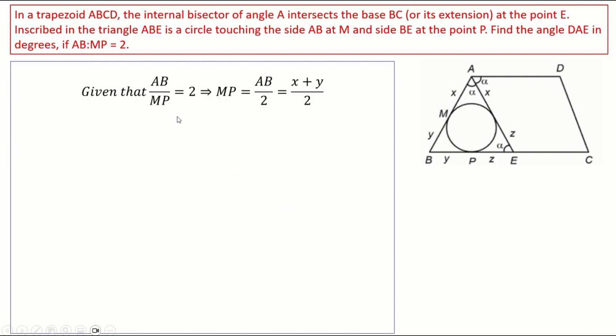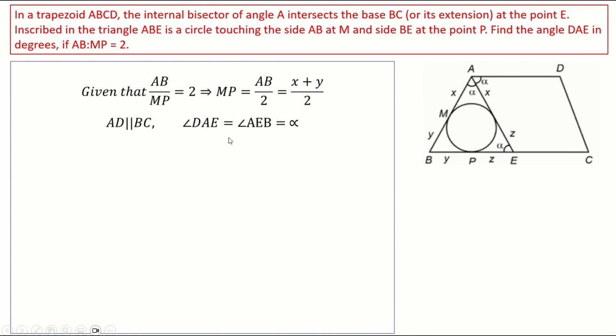First, it is given that AB by MP equal to 2. Now let's put the sides. Here from A there are two tangents drawn, so these two will be equal, so XX. Similarly from E two tangents, so ZZ, and from B two tangents, so YY. So MP equal to AB by 2, where AB is nothing but X plus Y.